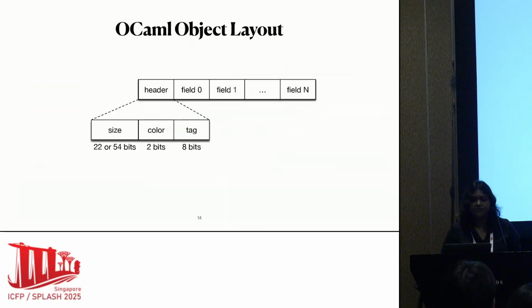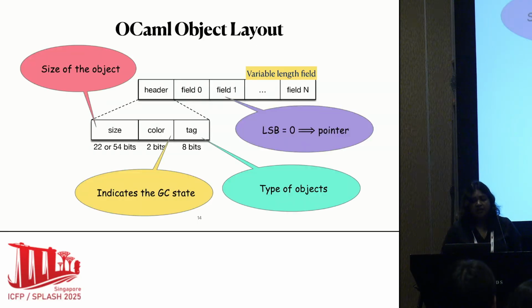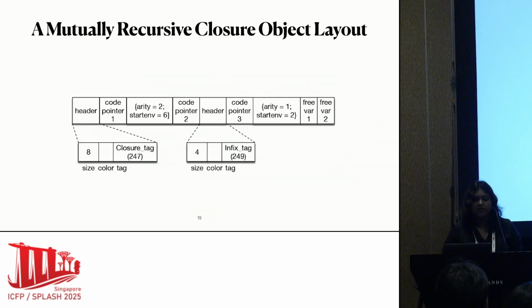Now, I'm not going to introduce the OCaml object layout because the previous presenter already introduced it. The important point to note here is that GC doesn't scan all objects. GC scans only objects whose tag is less than no_scan_tag. And we need to understand that if a field represents a pointer, then its last bit should be 0.